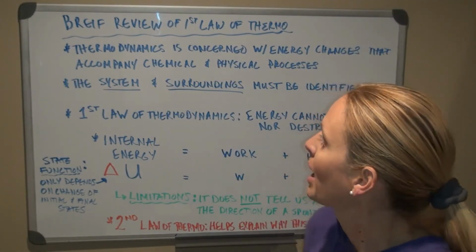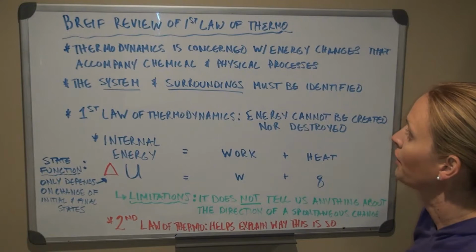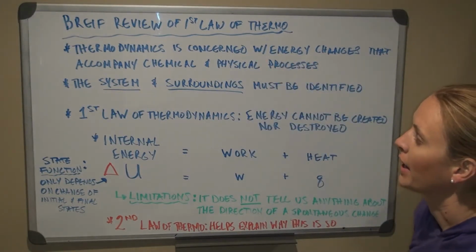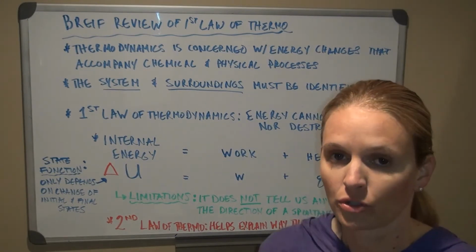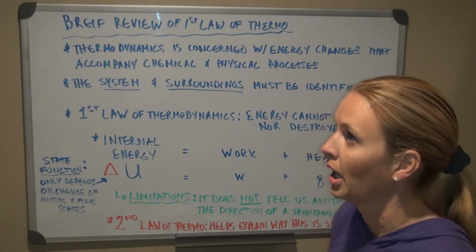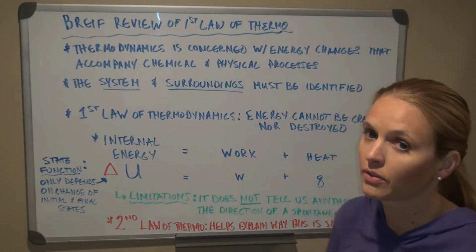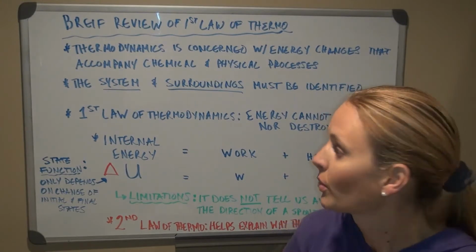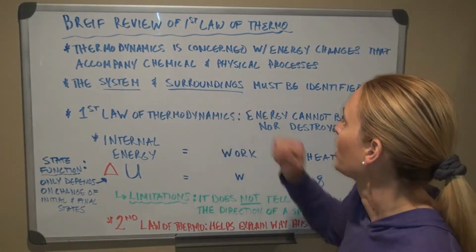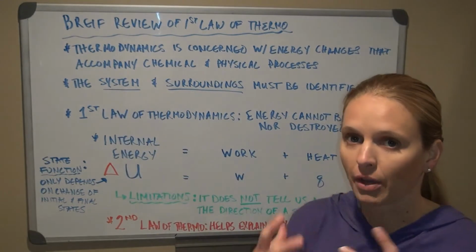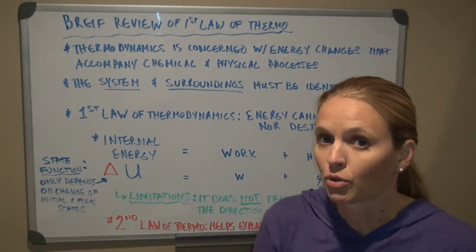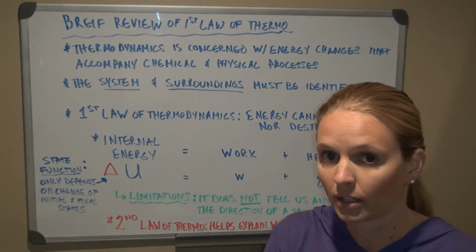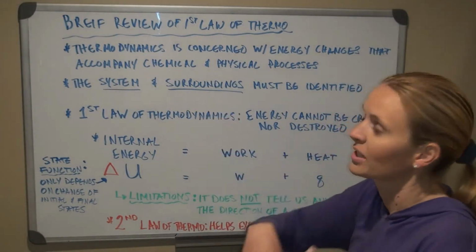Okay, so we're going to do a quick review of the first law of thermodynamics. Thermodynamics is concerned with energy changes that accompany chemical and physical processes. Usually when we see energy changes, we think delta, so state functions and things like that. And remember, whenever we're dealing with energy, we always have to identify what is the system and what is the surroundings. The system is the thing that we are interested in, usually the chemical reaction itself, or the physical process that's occurring. And the surroundings is everything else.